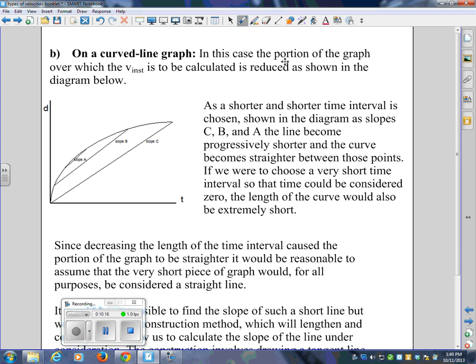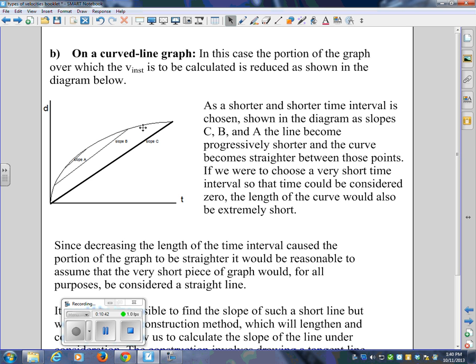In this case, the portion of the graph over which the velocity is calculated is reduced as shown in the diagram below. As a shorter and shorter time interval is chosen, shown in the diagram of slope C, B, and A, the line becomes progressively shorter, and the curve becomes straighter between those 2 points. So in other words here, slope C from there to there isn't anything like the only point where slope C, let me just make a line here, and I'll do this. Okay, and then I can drag it.